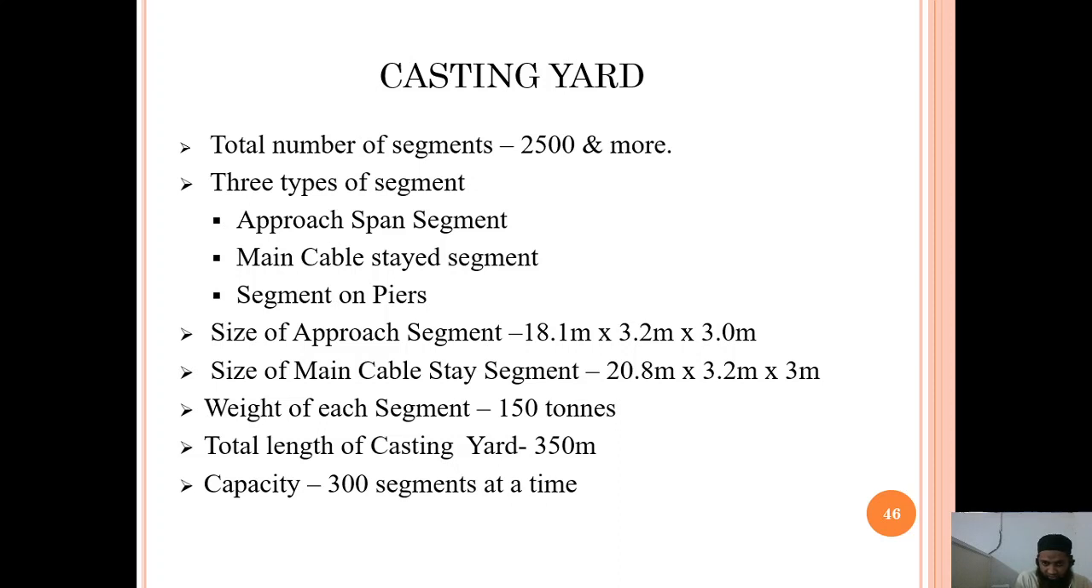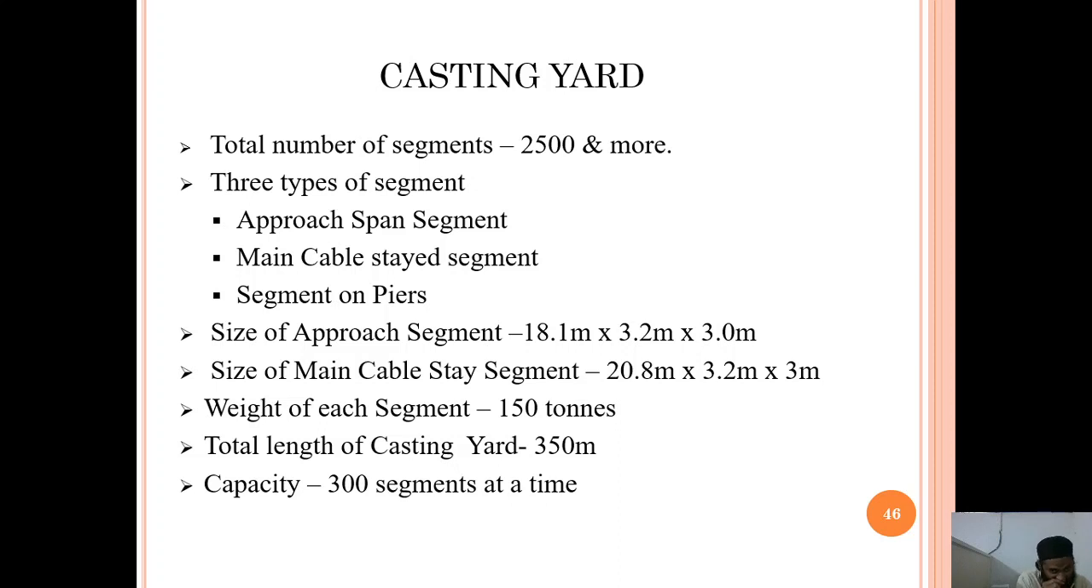The size of the approach segment is about 18.1 meters by 3.2 by 3 meters, and the size of the main cable stay segment is about 20.8 meters by 3.2 meters by 3 meters. The weight of each segment is about 150 tons. This is the weight of each segment which has to be resisted by the piers.